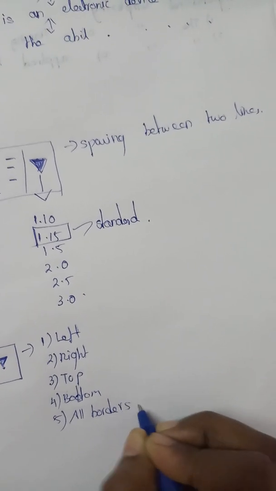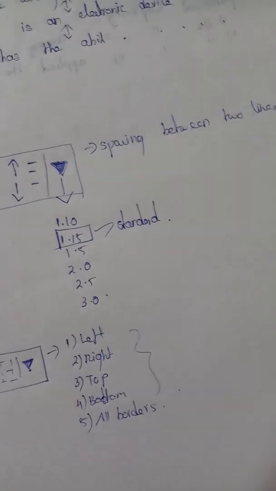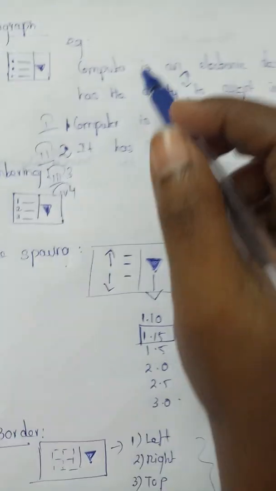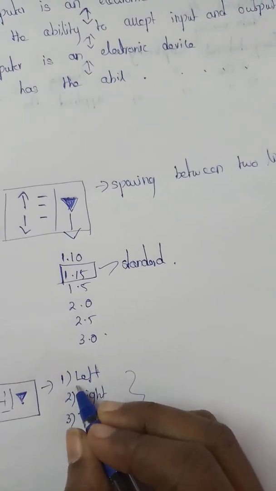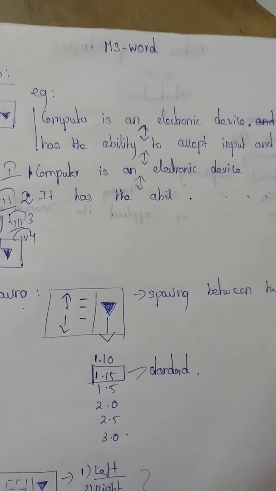These are very important options in borders. Other than this, there are horizontal lines and vertical lines, but these are very important. If I select this paragraph and click the left border, then the border will apply to the left side only.